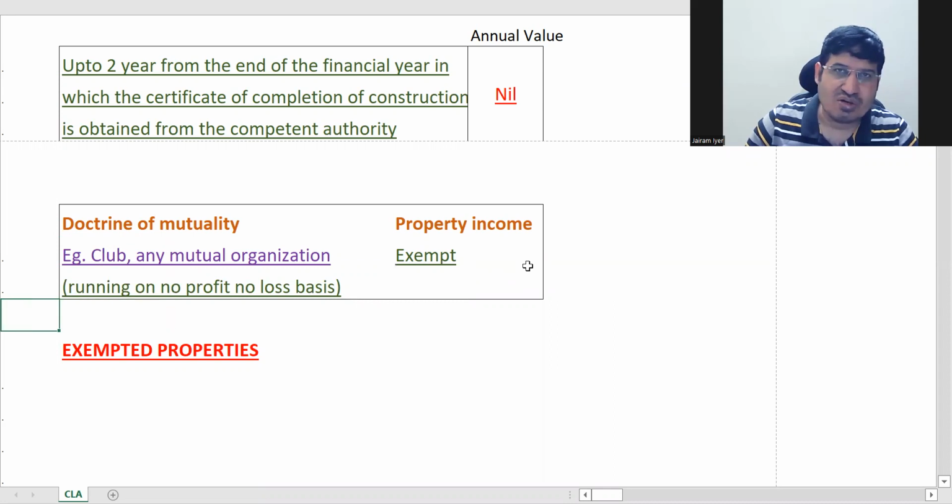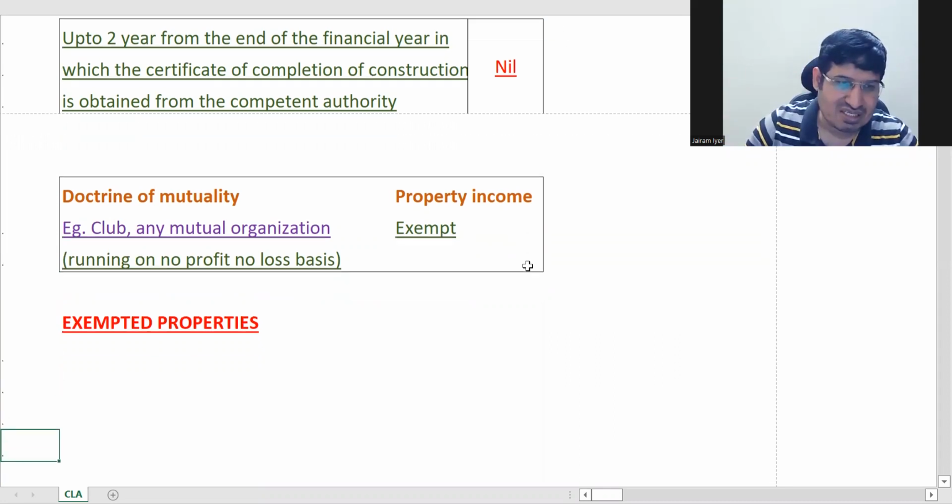It basically runs on a no profit, no loss basis. These are for recreation. People put their money and use it for their recreation. Anything they earn out of that recreation place is also put into that only. Nobody is taking that income out for enjoyment. That's why it is exempt.